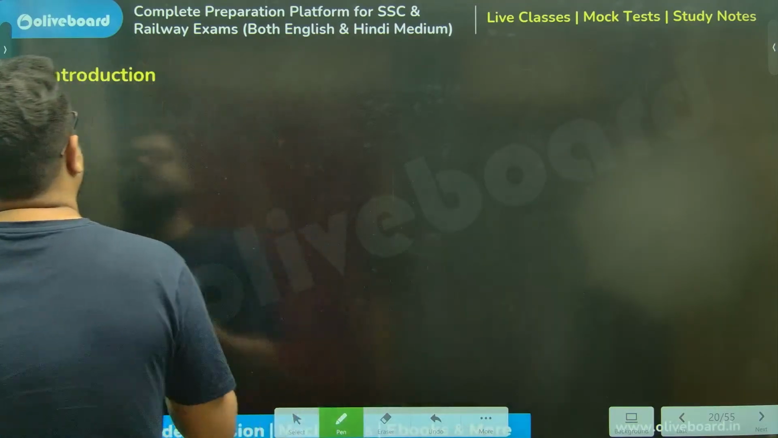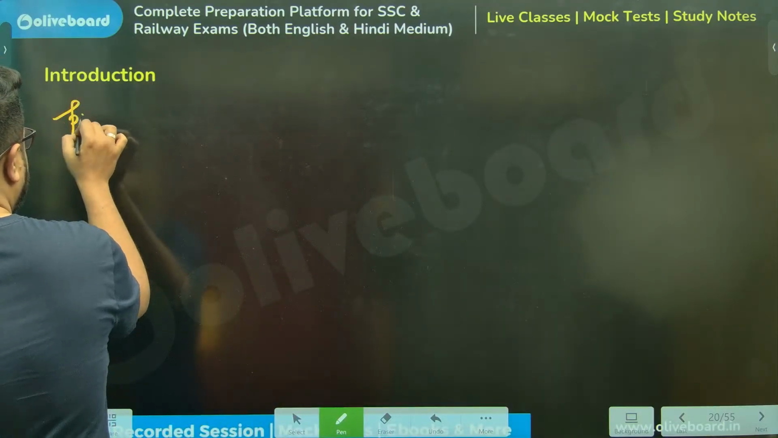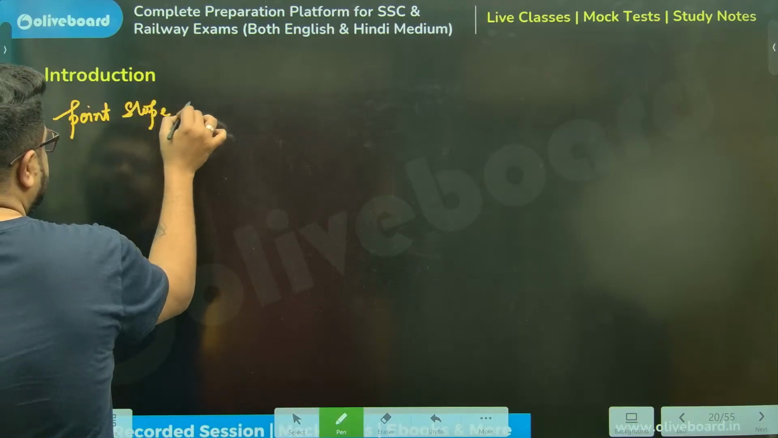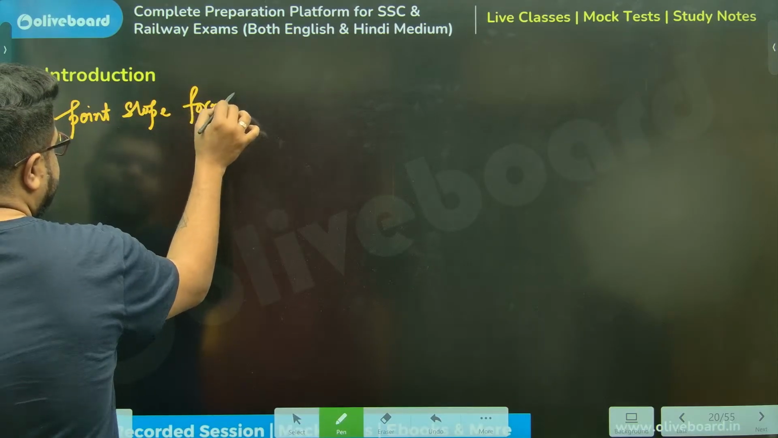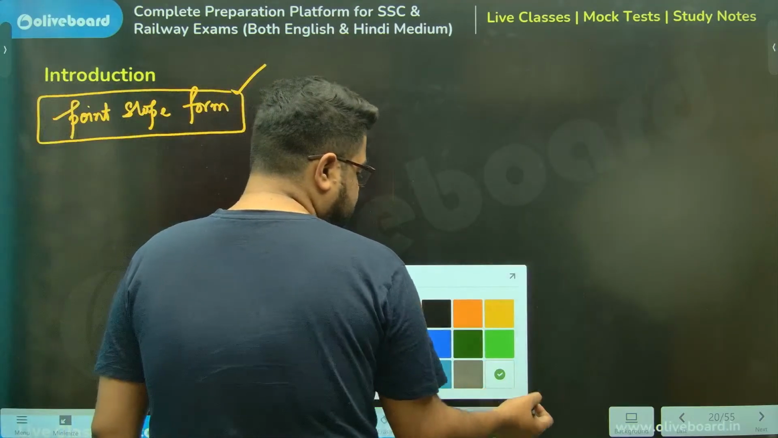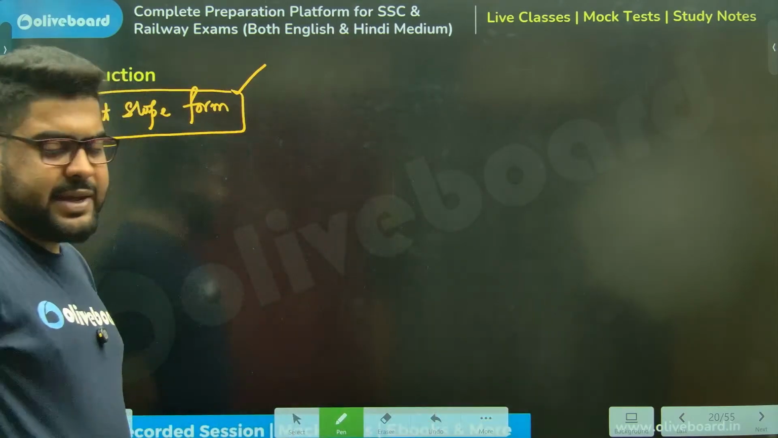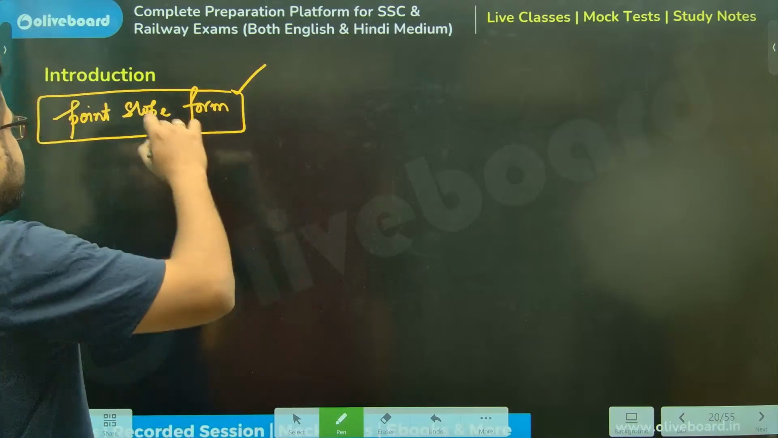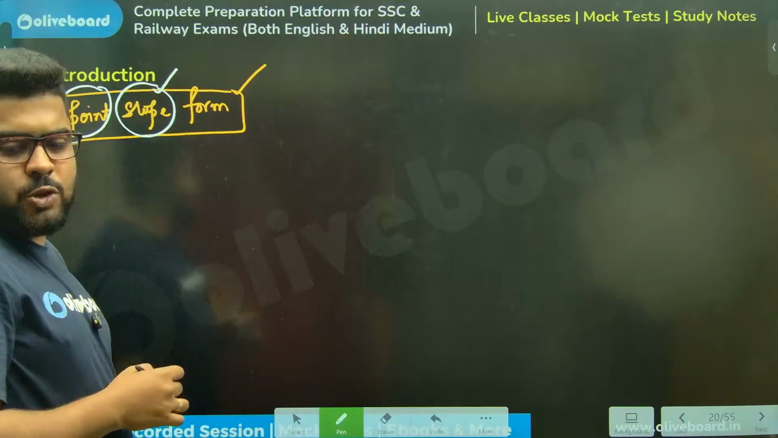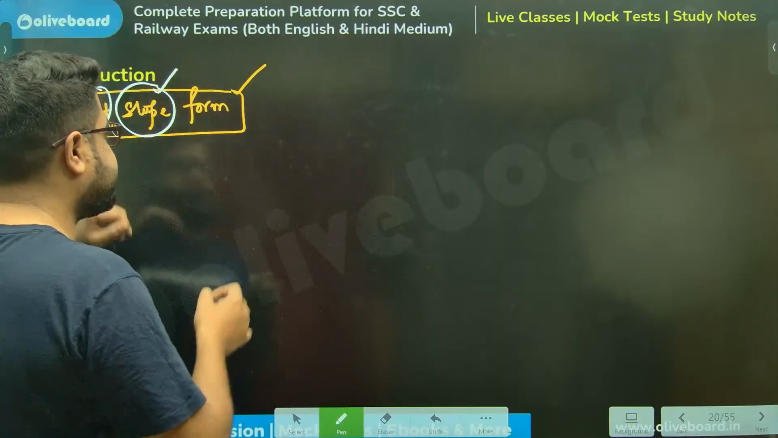Next. Sir, point slope form. Tell me, what will it require? Which two pieces of information? Sir, one point and the slope. Slope is one only, so the slope.